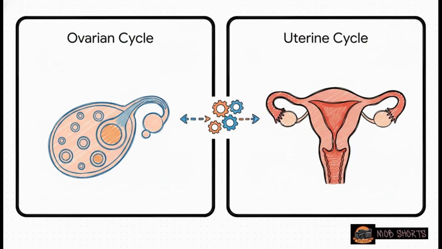Now this is a really important idea to get your head around. The menstrual cycle isn't just one thing. It's actually two stories happening at the exact same time, and they're completely connected. You've got the ovarian cycle. That's everything going on inside the ovary to get an egg ready. And then you've got the uterine cycle. That's what's happening in the uterus to prepare a home for that egg. They're constantly talking to each other using hormones.